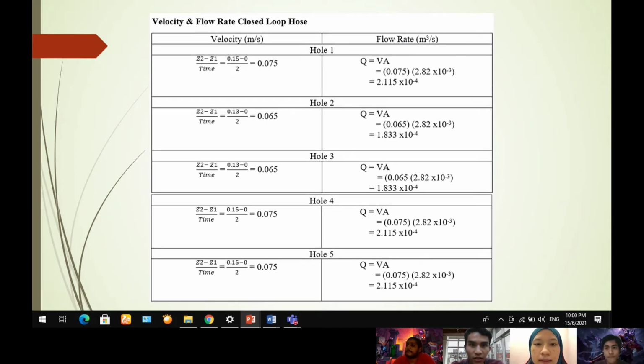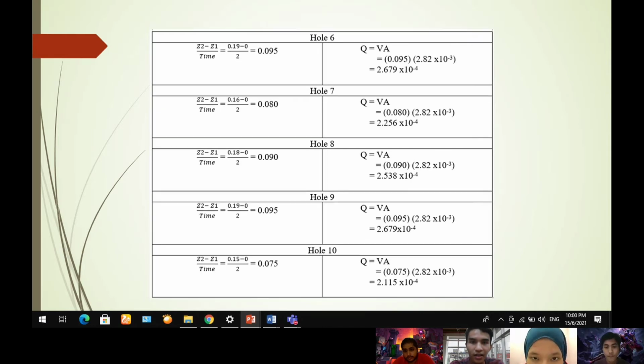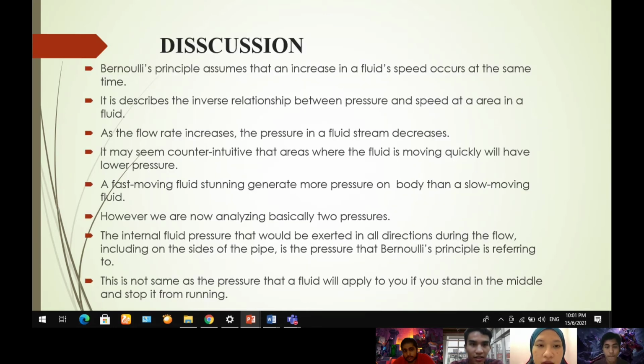Next is the velocity and flow rate for the closed loop hose. As you can see for hole number 1, 2, 3, 4, and 5, until hole number 10. Okay, next, discussion.